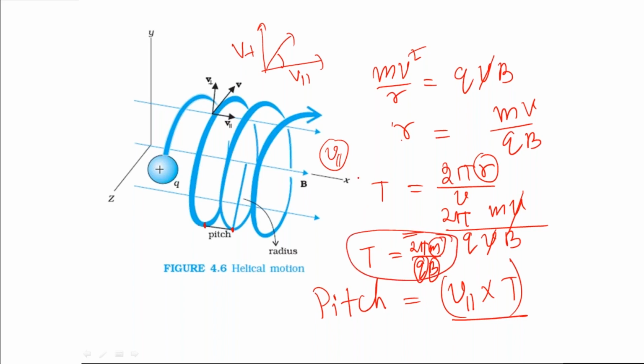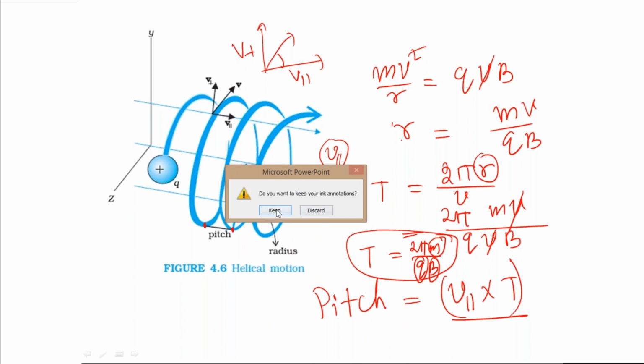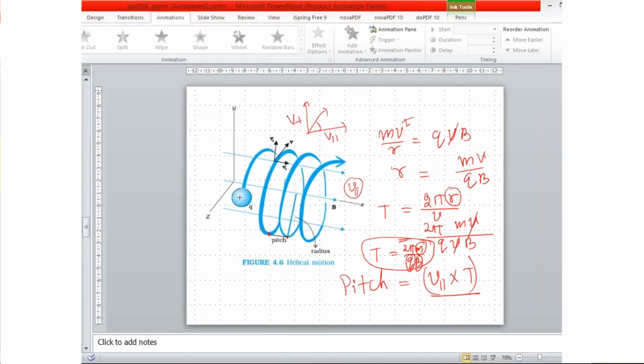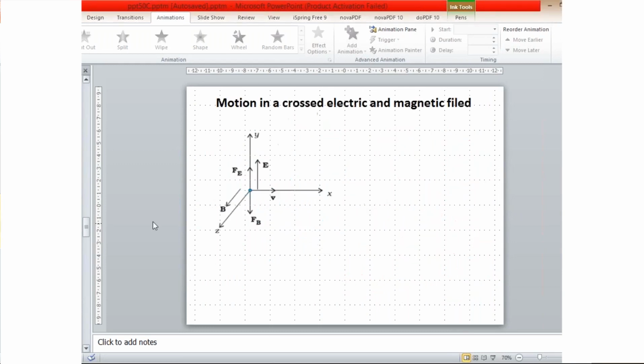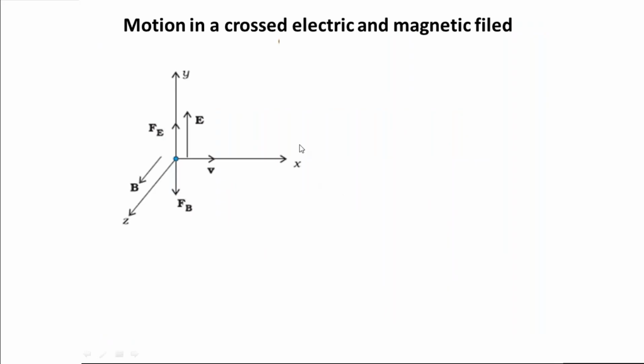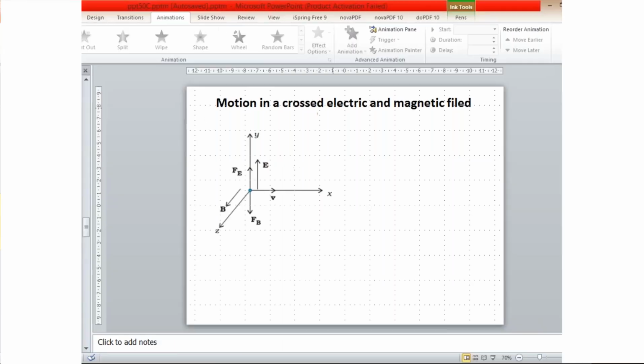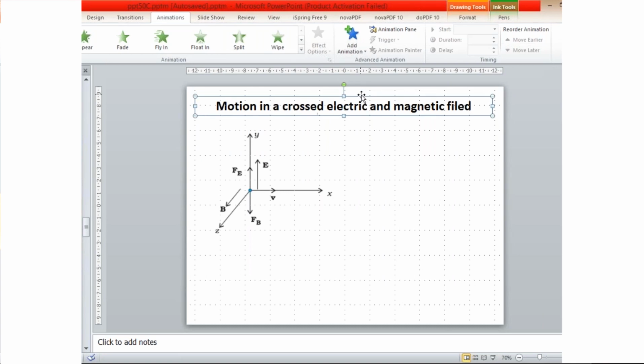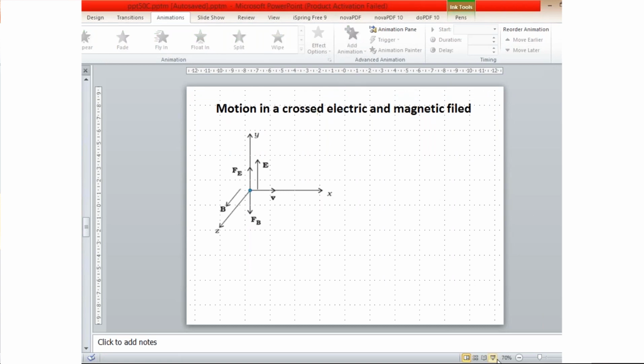Now we'll see another part. This was the motion of the charged particle when there is only a magnetic field. But we can see what the trajectory of the charged particle will be if it is moving in a region where there are crossed electric and magnetic fields. What do you mean by crossed electric and magnetic fields?